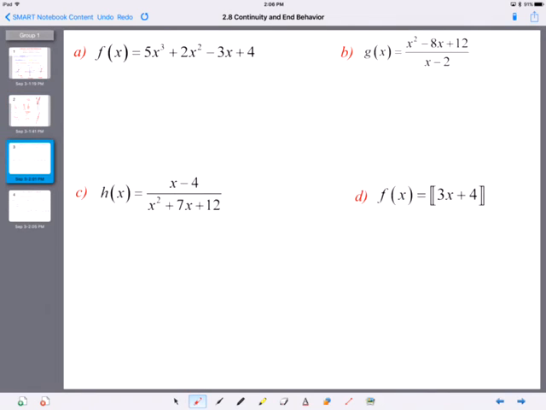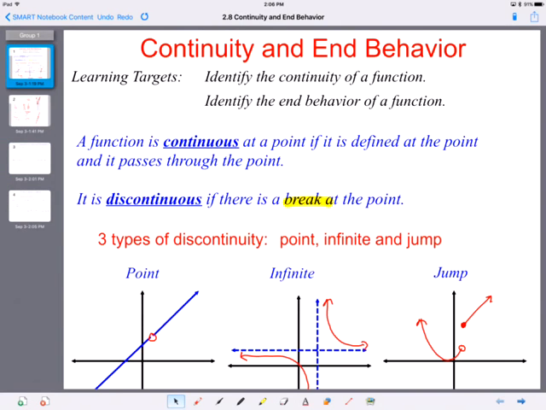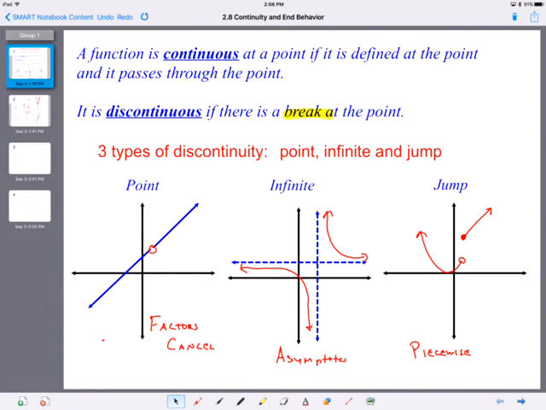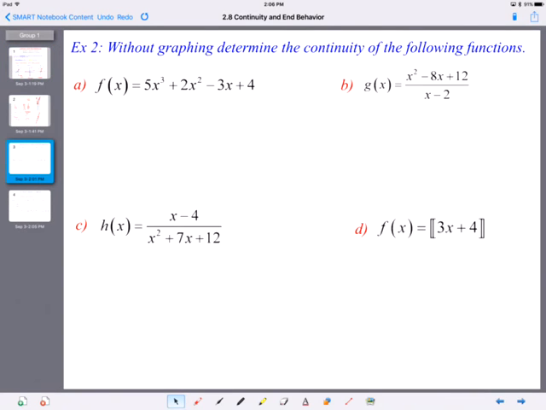Alright, on the next part, I want you to do this without graphing. So without graphing, determine the continuity of the following functions. Go back to that first slide. Remember what happens. If factors cancel, you're going to have a point or a hole in the graph. If you have vertical asymptotes, you're going to have an infinite discontinuity. And if you have a piecewise function, a lot of times you're going to have a break in the graph like that. Possibly. You might have to check that one though. Alright, so maybe pause me, see if you can go through and identify the continuity on each of these. And I'm going to go ahead and get started.